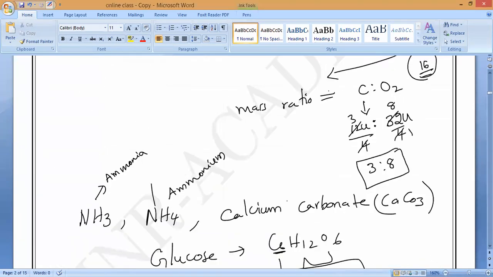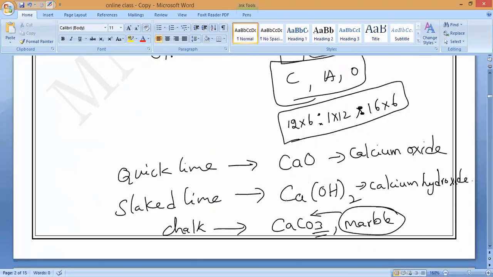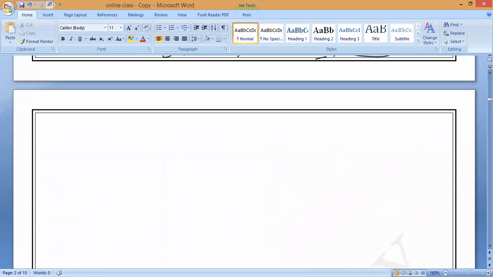Everything, if you observe, always has a constant mass ratio, correct or not? Yes, sir, always constant. That is what you have to remember. So all these compounds can be further divided into three classes, that we call acids, bases, and salts, on the basis of their properties.